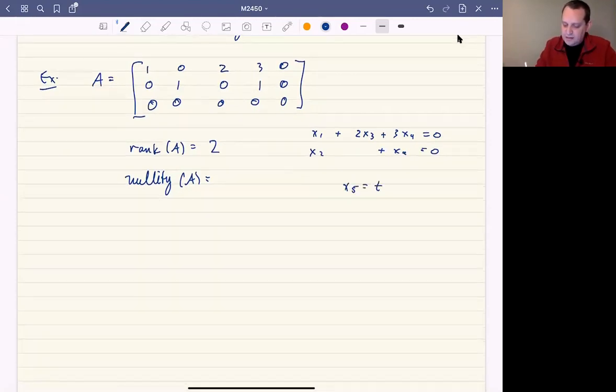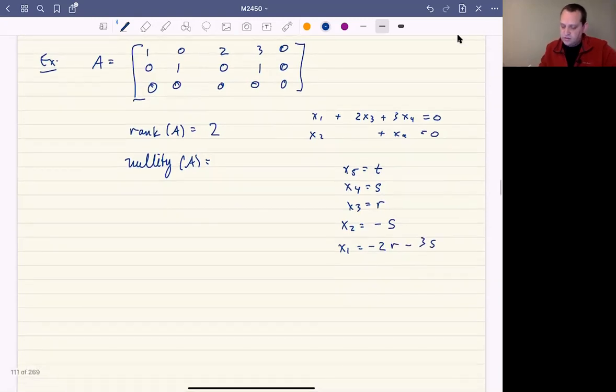Let's call it t. x4 is going to be one parameter. We can call that s. x3 is going to be another parameter. We can call that r. And then we can write x1 and x2 in terms of r, s, and t. And so x2 is going to be minus s. x1 is going to be minus 2r minus 3s.